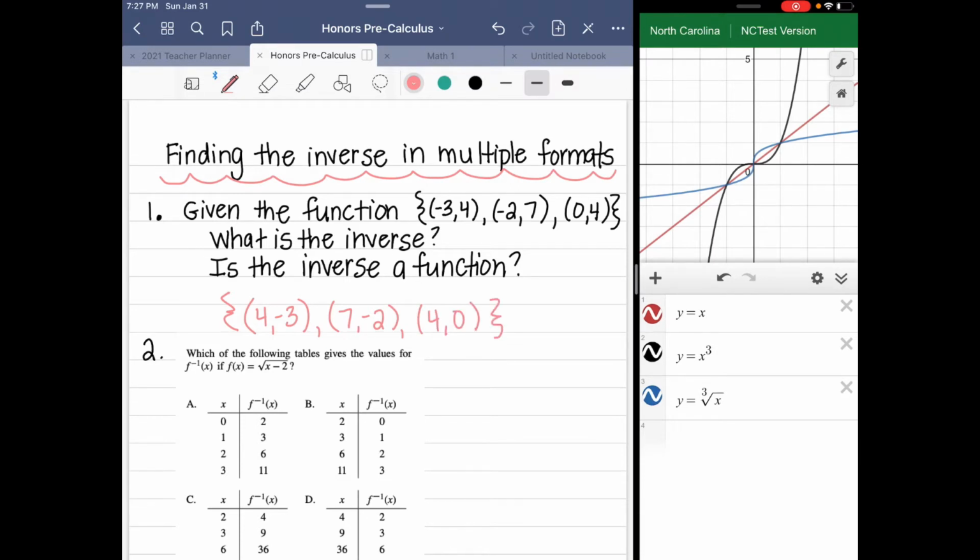And then the last one is going to be 4, 0. Now the question is: is the inverse a function? So remember, to be a function, it means there cannot be any repeating x values. So my original was a function.